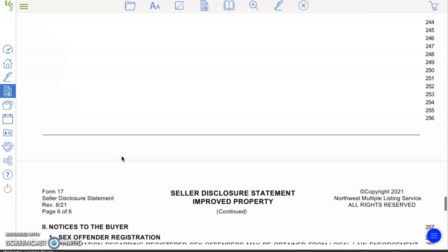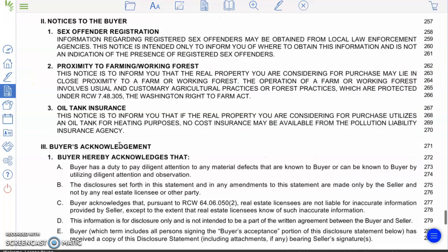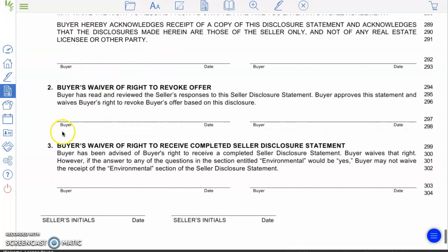You'll be signing here, and then where I said if you're putting yes to any of the answers, you're going to go ahead and explain here. And then the buyers will sign that they've received a copy, or if they're waiving this Form 17, they'll do that there. And then seller's initials will go here.